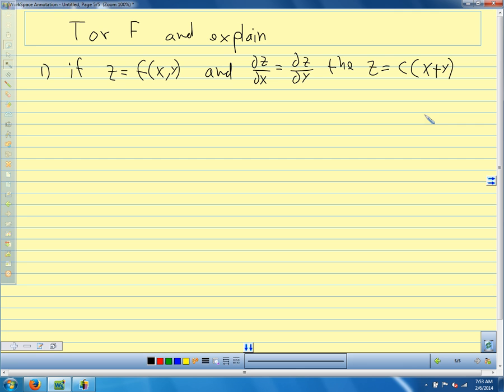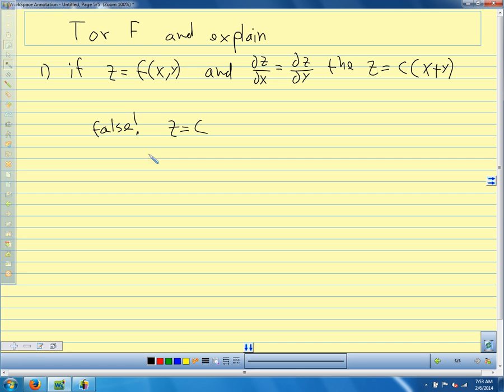False. Max says false. It could be just a constant. So Max says z equals a constant. The derivative of this constant with respect to x is 0. The derivative of the constant with respect to y is 0, so they're equal. But this function is not in that form. So that's a nice, easy counterexample.